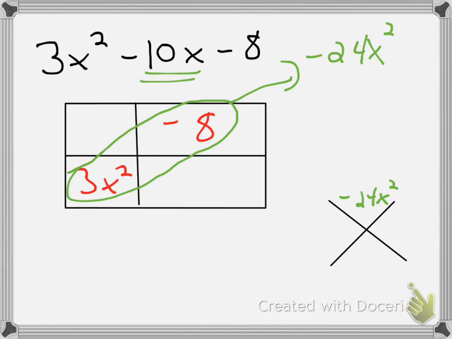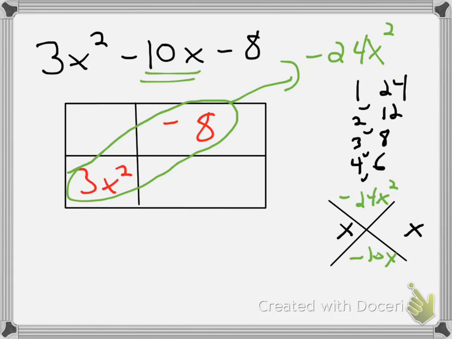And the bottom of the diamond problem is the middle term from the thing I'm trying to factor. So now I'm looking for things that multiply to give negative 24x squared and add up to negative 10x. So I know I'm going to need my x's. And then you can make your list of things that multiply to give 24. So 1 and 24, 2 and 12, 3 and 8, 4 and 6.